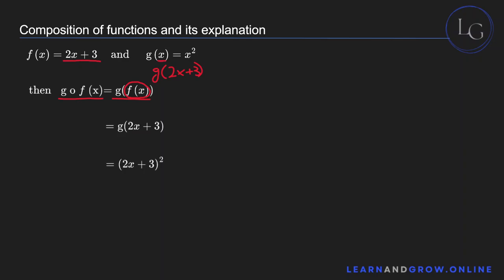And what does that equal? Since g of x is equal to x squared, this x is replaced with 2x plus 3, so x squared is now equal to (2x plus 3) whole squared.